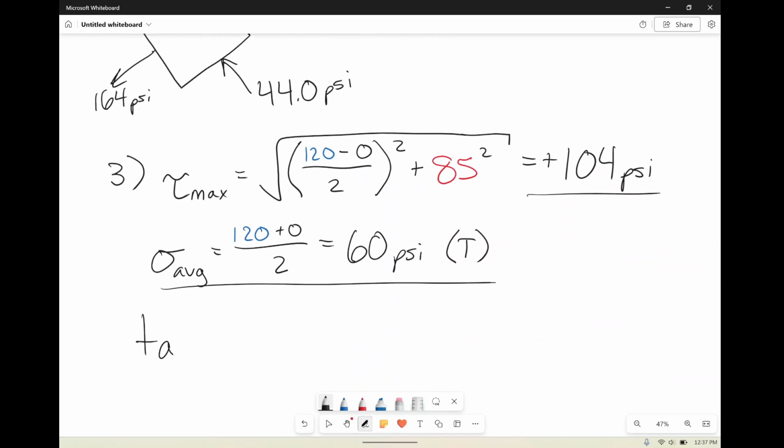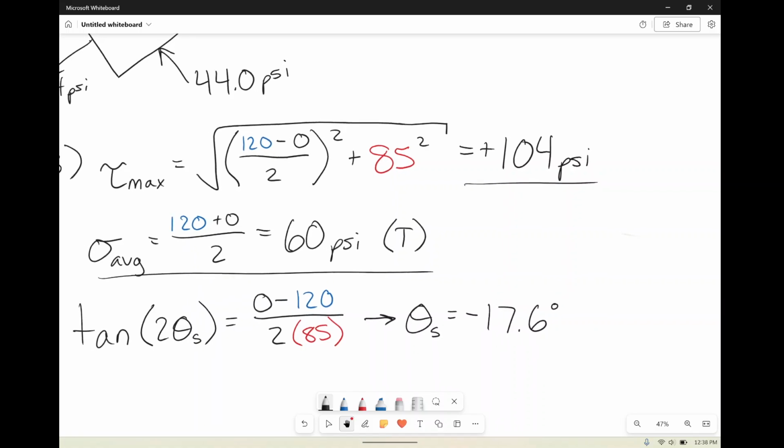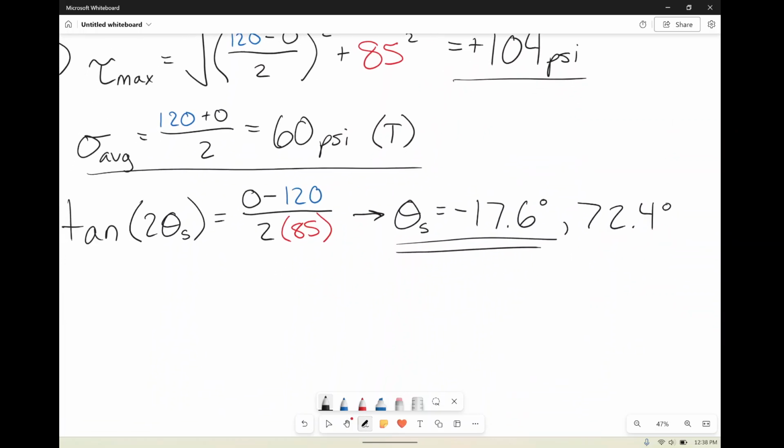And then we want the orientation, so that's tangent of 2 theta s. Tangent of 2 theta s does get a little bit weird. We kind of did a little weird stuff. It's sigma y minus sigma x divided by 2 times tau xy. Yeah, ever so slightly a little bit different. So again, we're going to get theta s, and theta s is negative 17.6 degrees. Technically, that does mean there's another one, right? And the other one is 90 degrees apart, so that would be 72.4 degrees, although we're usually primarily going to ask you for that first one.